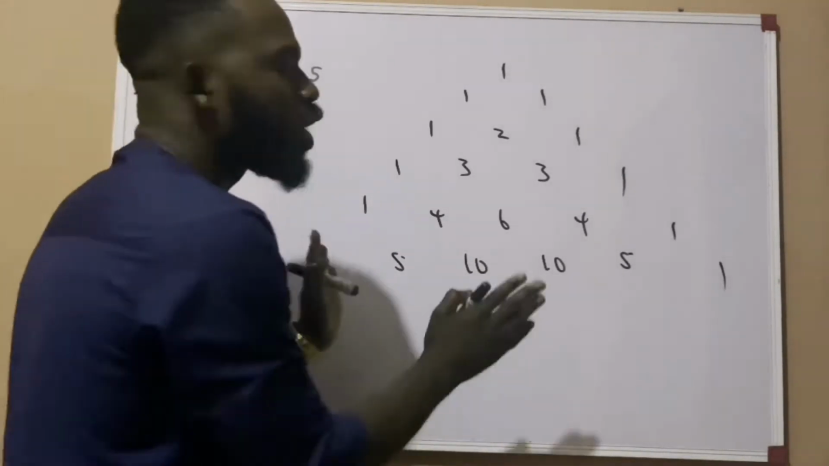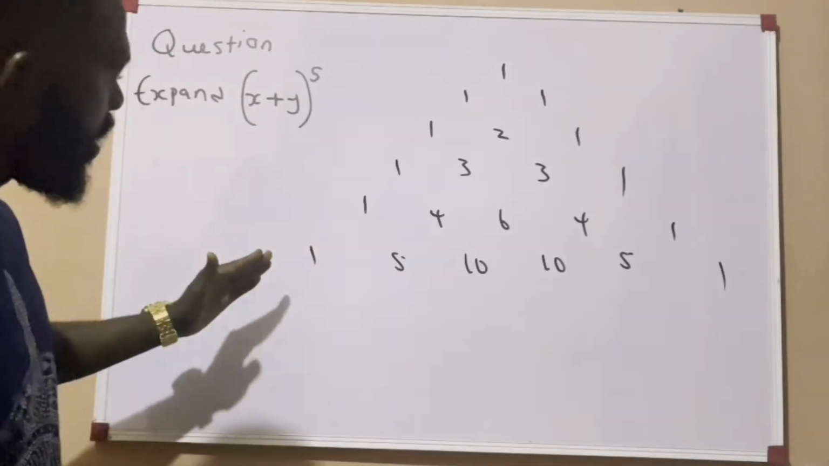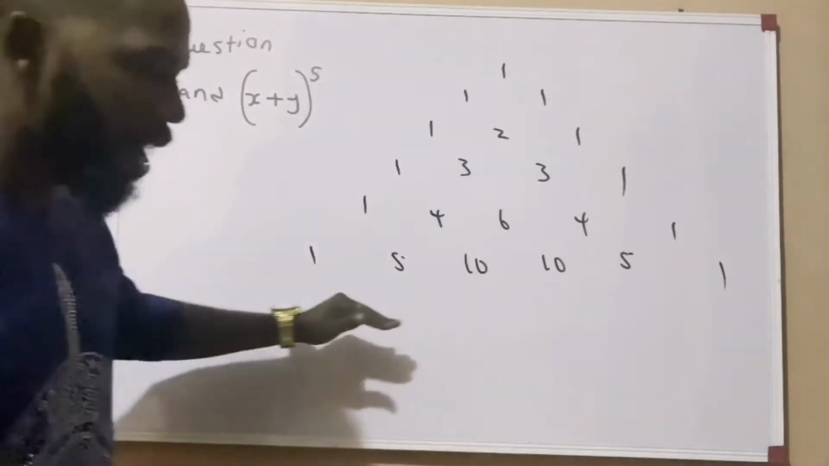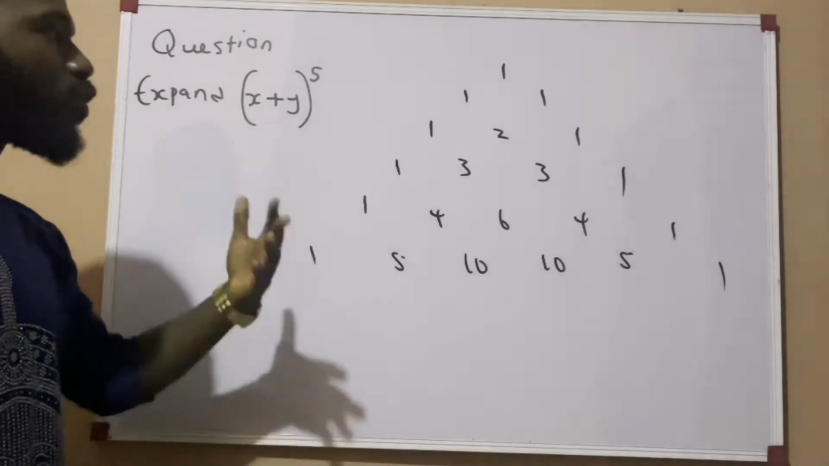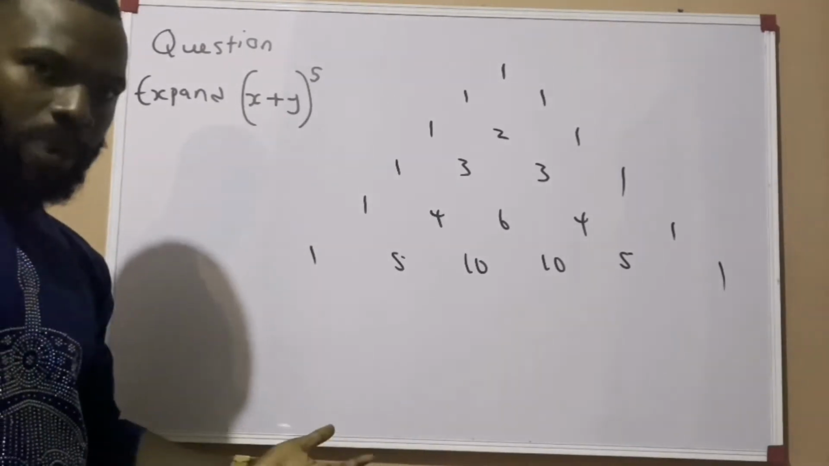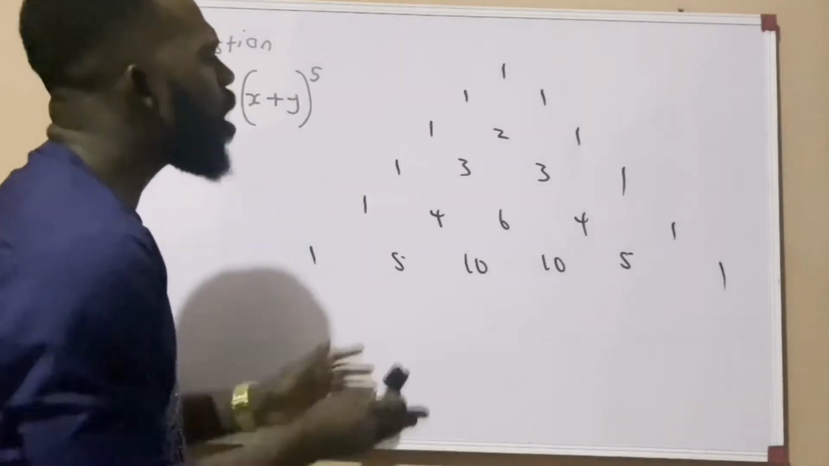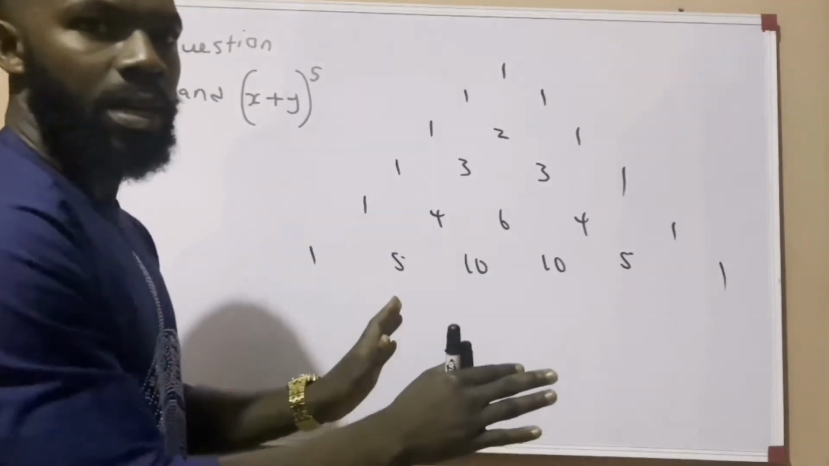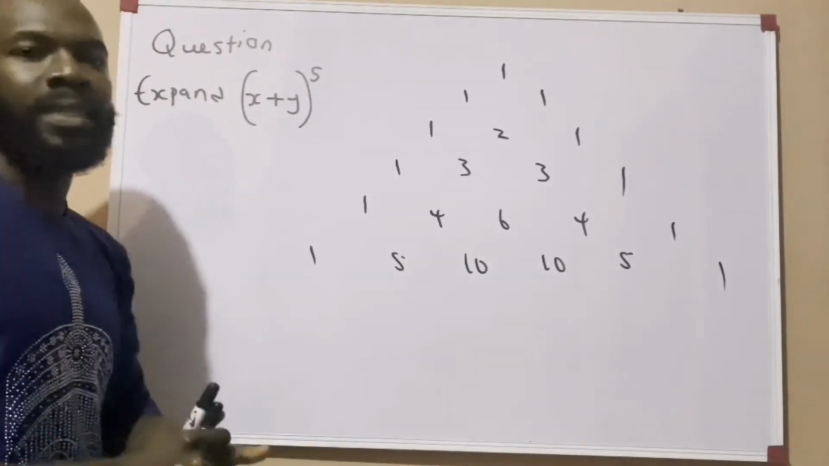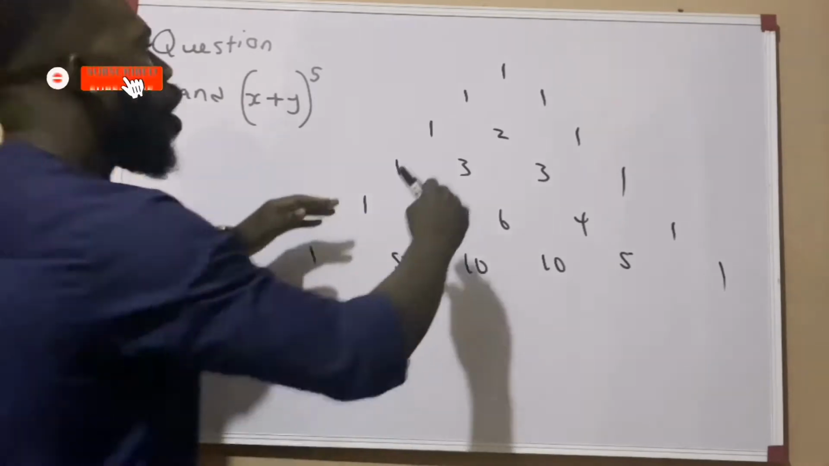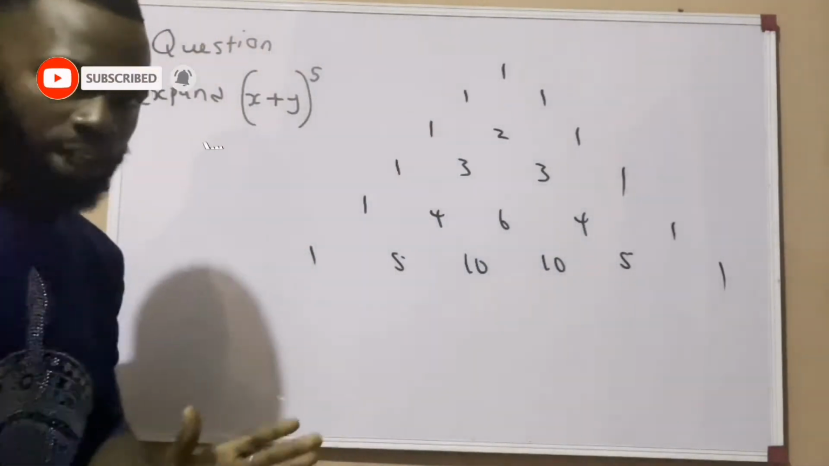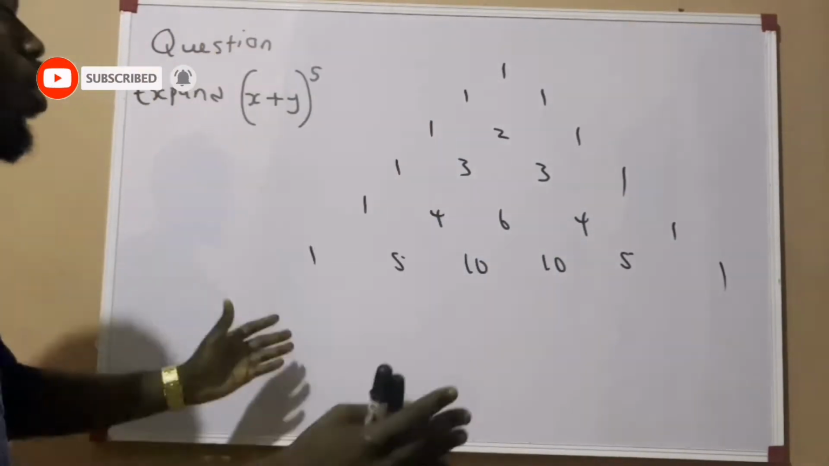Now, if you see the shape, you will see that it has the shape of a triangle, and this is why it is referred to as Pascal's triangle. The next question is, how can we make use of this Pascal's triangle in expanding this problem? First of all, what you see here are called the coefficients.